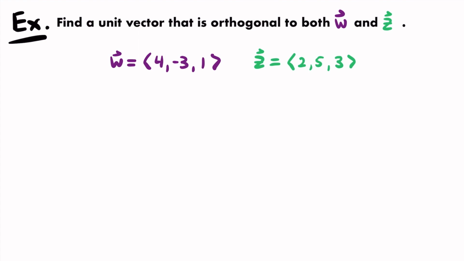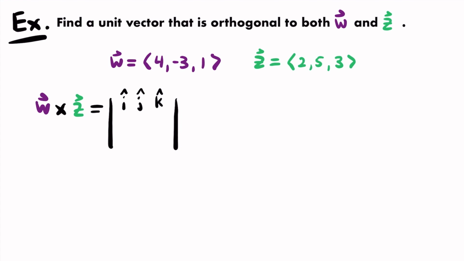Let's find the cross product of vector w and vector z. So we're going to have vector w cross vector z, and let's set up our 3x3 determinant here, or matrix. In the first row, we're going to have vectors i, j, and k, our standard unit vectors. And then the second row will be the components of vector w, since that one is first. And then the third row will be the components of vector z, since that one is last. Okay, so we'll have 4, -3, 1, and then 2, 5, 3. All right, now let's calculate the determinant for this matrix that will give us our cross product.